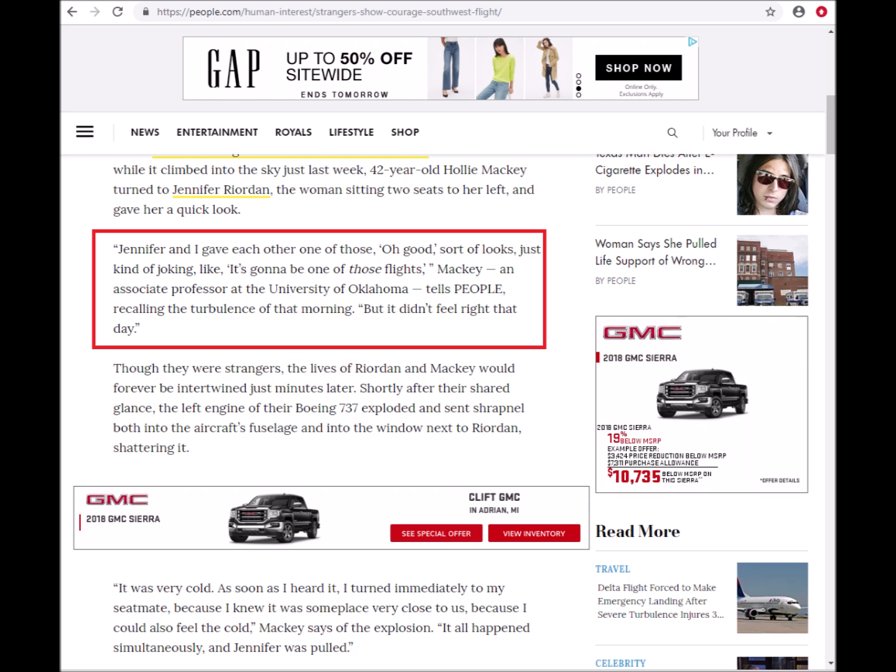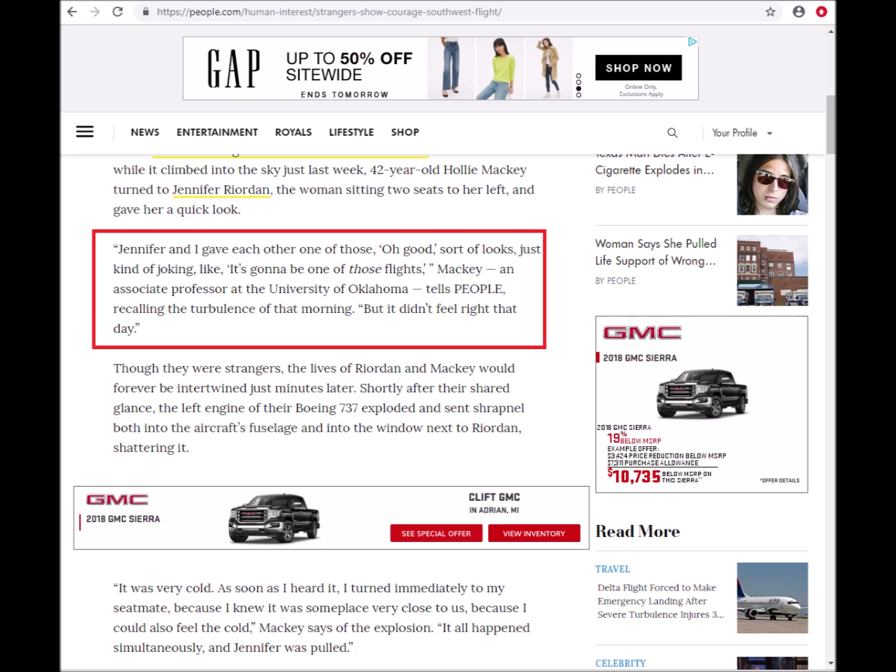"Jennifer and I gave each other one of those looks. Oh, good sorts of looks, just kind of joking like it's going to be one of those flights," Mackay, an associate professor at the University of Oklahoma, tells People, recalling the turbulence of that morning, "but it didn't feel right that day." So there's really no informational content in there. I think she's trying to say that she could intuit that something was going to happen, or she had a bad feeling or something. I think that's what she's trying to say. So that's sort of the tone of this article.